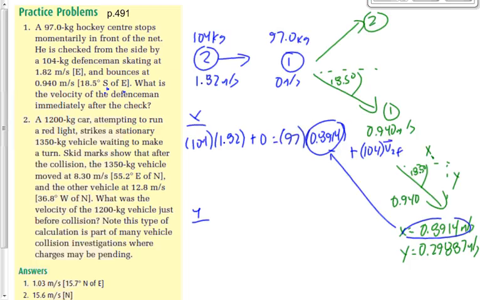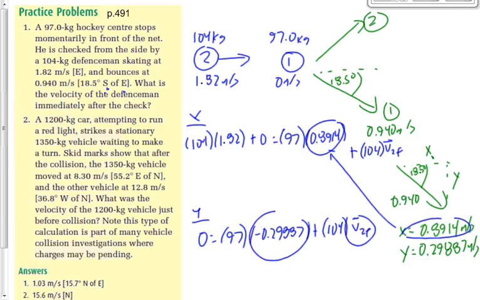Same deal down here, except the total initial momentum is 0. Equals 97 times negative 0.29887, plus 104 times V2F. Remember where this negative 0.29887 comes from? It comes from right here. Solve for V2F in both places, combine them. Guys, is that making some sense?